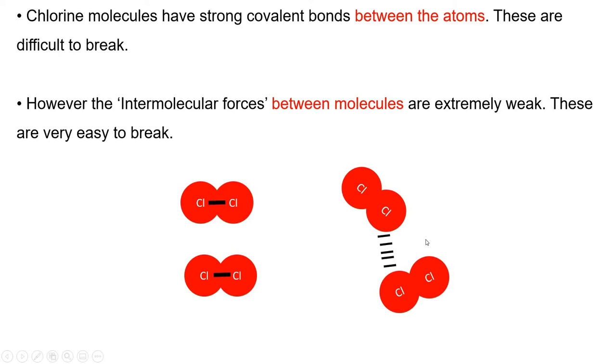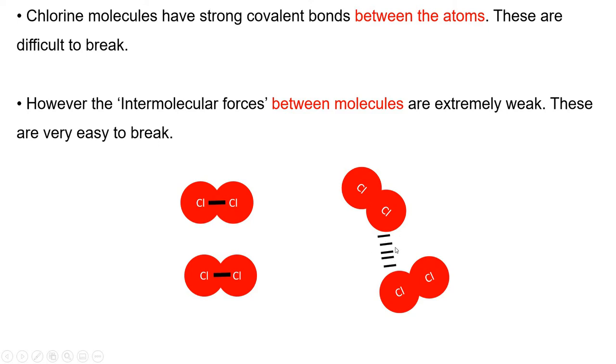Now, between the molecules, there are these things called intermolecular forces. And these are very, very weak. An intermolecular force is a force of attraction between molecules, and that happens between all molecules, and they're always very weak. So they're very easy to break, which means that chlorine will have a low boiling and melting point, because this is what breaks when we boil and melt something.